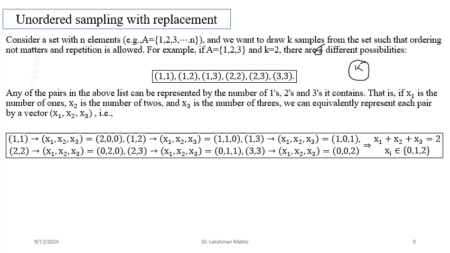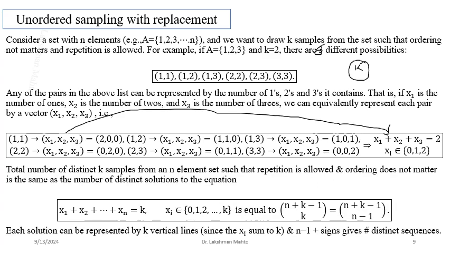So if you look at all these three-tuples, they are related to the size of the given set. If you sum them, what do you get? It gives the size of the sample: x1 plus x2 plus x3 equal to k. Here k equals 2, and the xi's take values from 0, 1, 2, meaning 0 to k. So you can generalize this result.